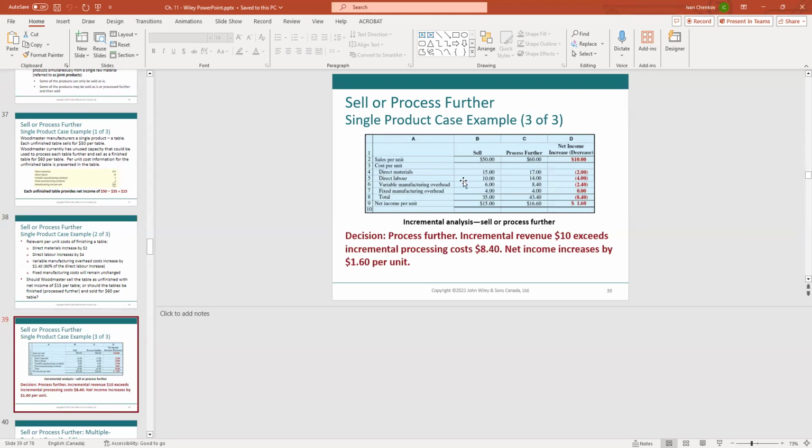So if I sell it for 50, my direct material will be 5, 10, 6, 4. That's it. If I process it further, I'm gonna generate those $10 extra, but I have to add $2 to direct material, $4 to direct labor, and $2.40 to manufacturing overhead, which is gonna give me 1.6. Are we producing it? Yes, absolutely. We're gonna generate more. Make sense?